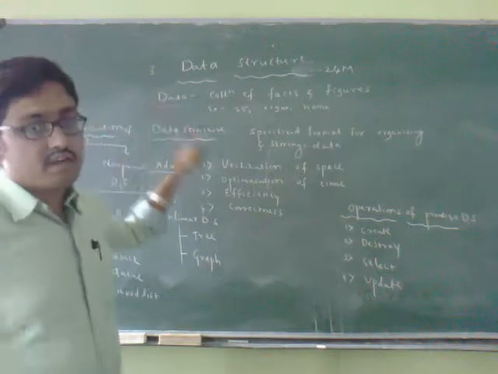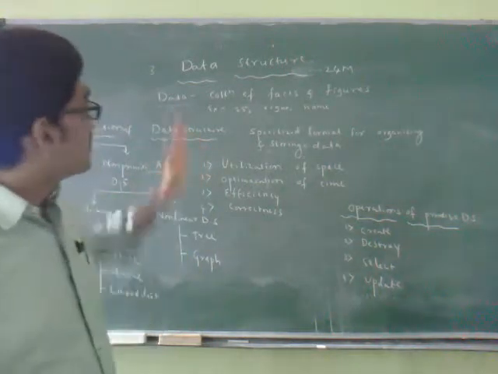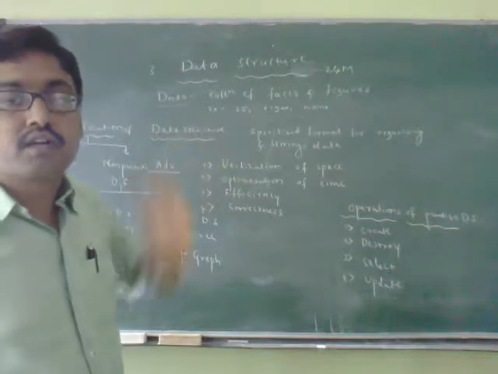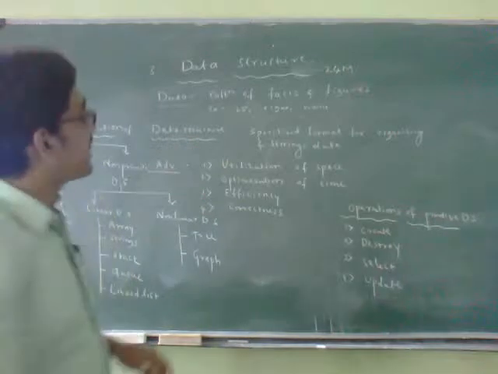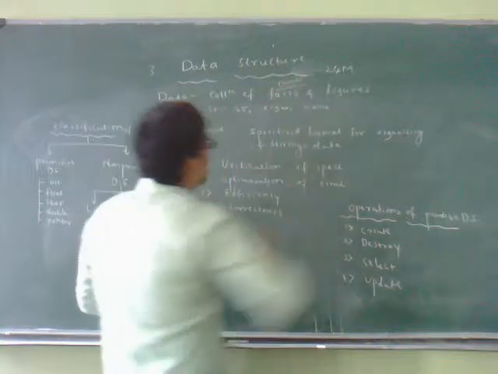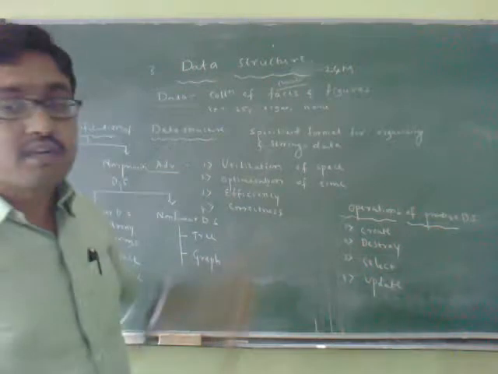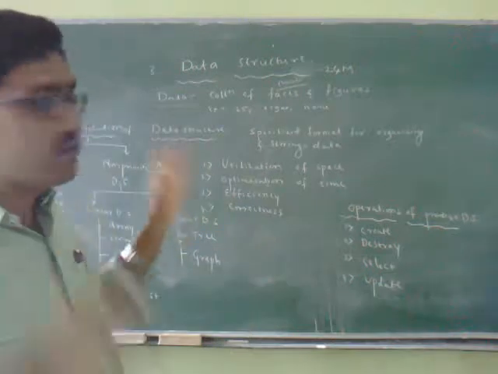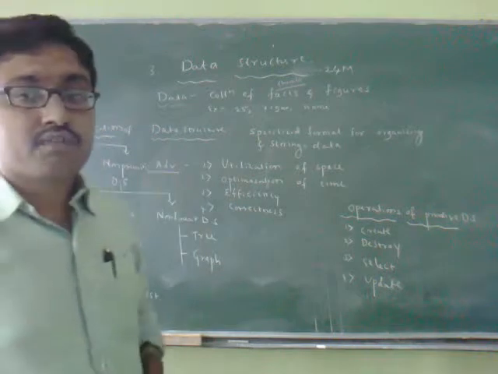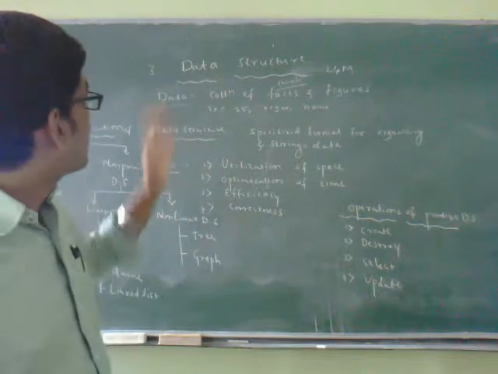What is data? Many times in examinations, it is a 1 mark question: collection of facts and figures entered into the computer. Facts means characters, numbers. Figures means images. Whatever you enter into the computer, that is called data. Another definition of data is a collection of facts and figures. That is called data.